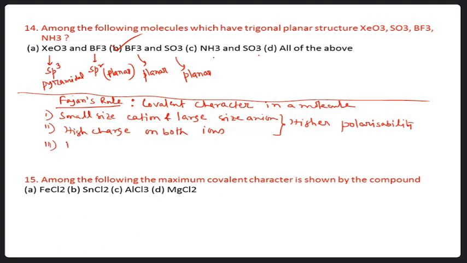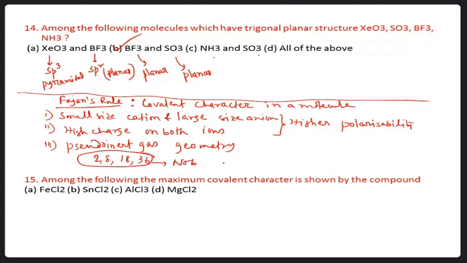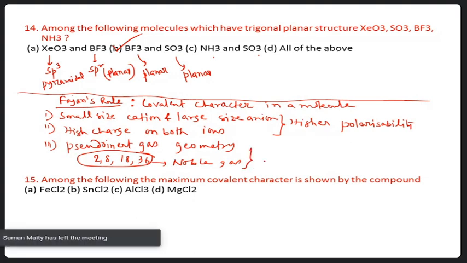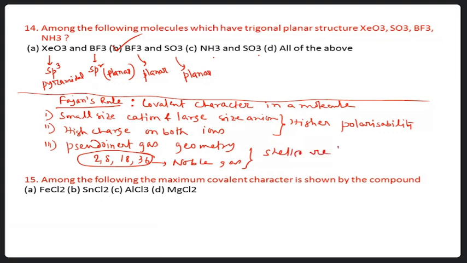Third is the pseudo inert gas geometry. Pseudo inert gas geometry means, we know that inert gas means 2, 8, 18, 36 electrons are there. That means S and P shells are filled, like noble gas. They show inert gas geometry. But pseudo inert means shells are filled, but they are not inert.